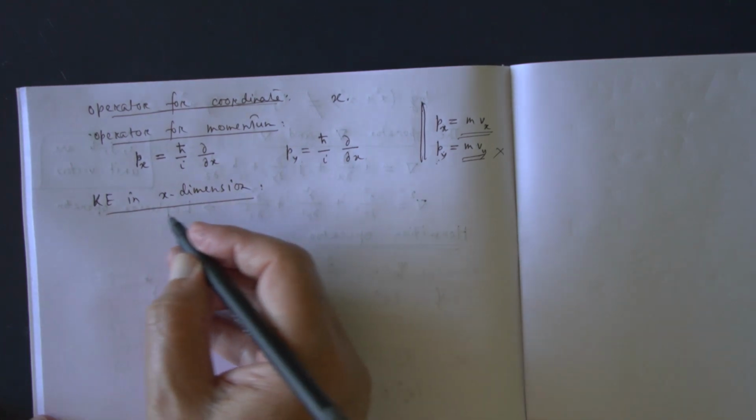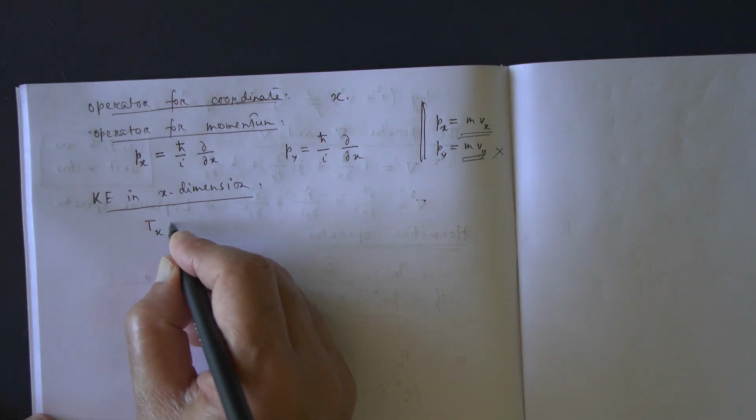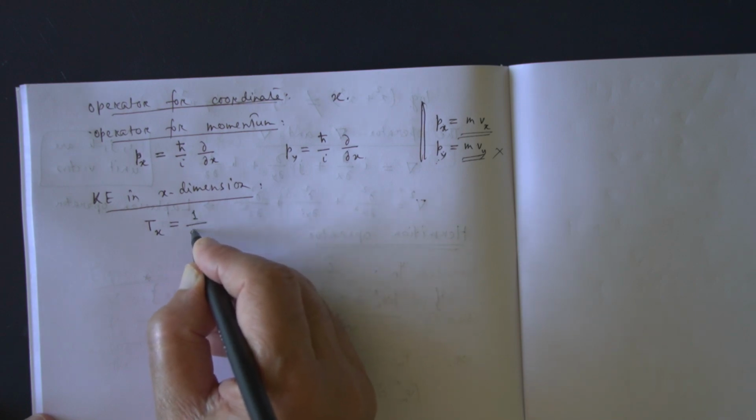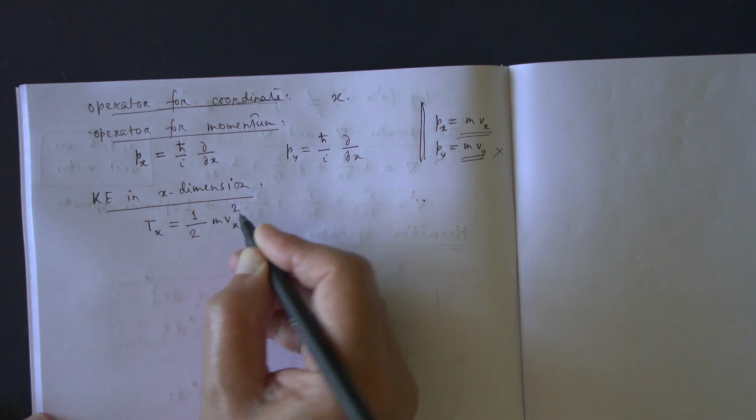Okay, so suppose T, let me represent kinetic energy by T, in the x dimension. So in physics, how do we write this? Half m vx square. This is the kinetic energy in the x dimension.